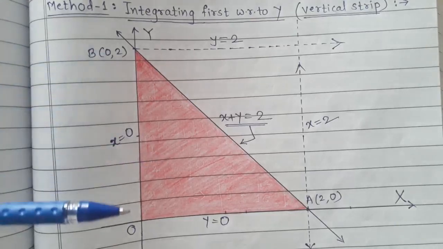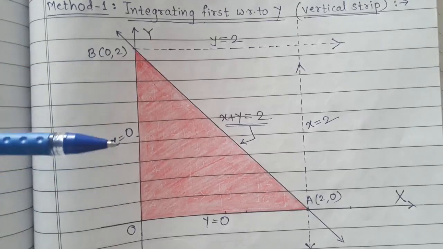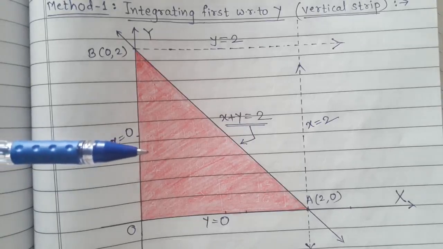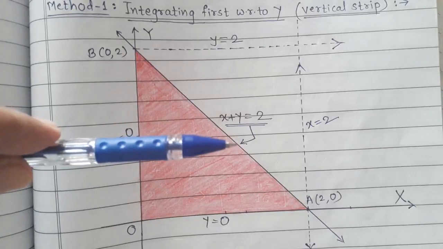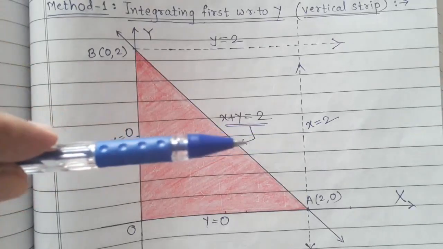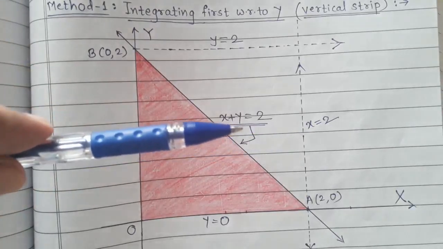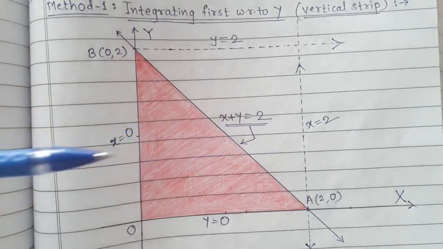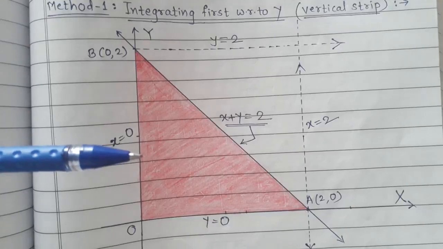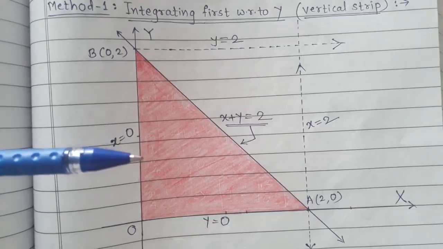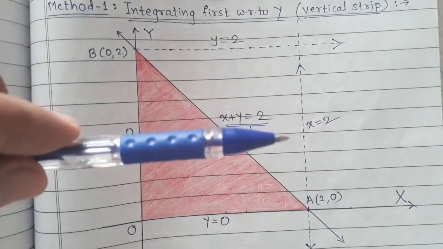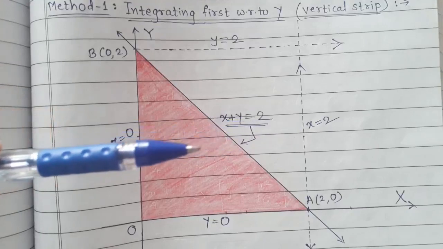it enters into the colored region through the wall x is equal to 0. So x equal to 0 is the lower limit, and the bullet passes through the colored region and it exits through the wall x plus y equal to 2. That means x is equal to 2 minus y. That's why the limits of x are x equal to 0, the entering wall, and x is equal to 2 minus y, that is the exit wall. Those are the limits of x.